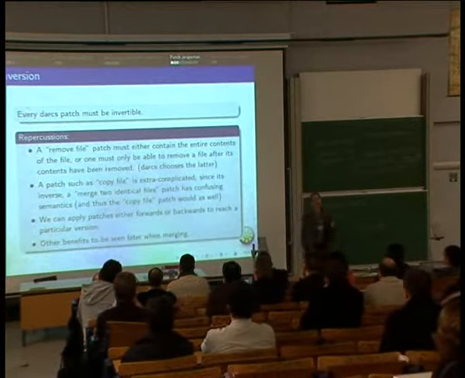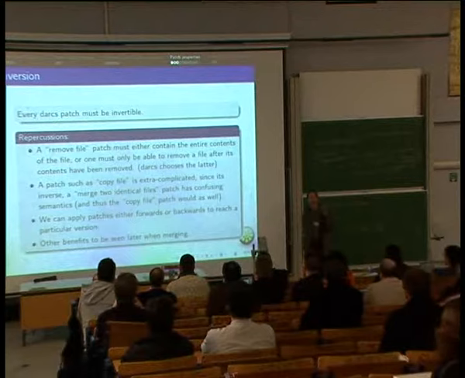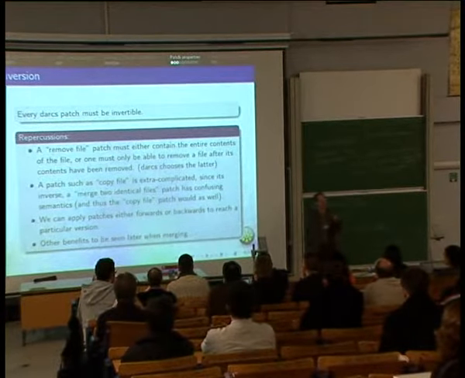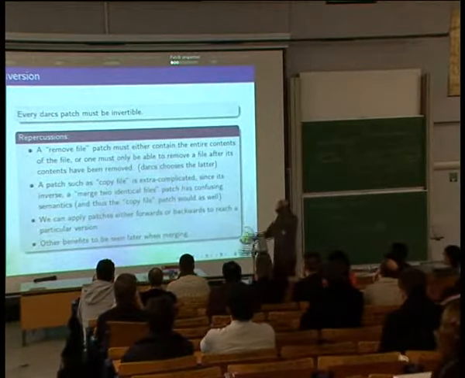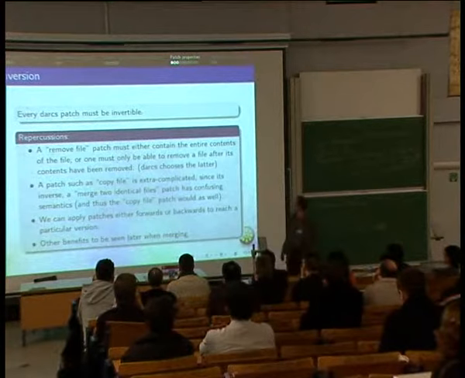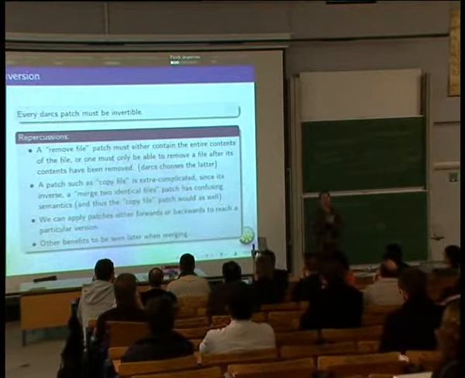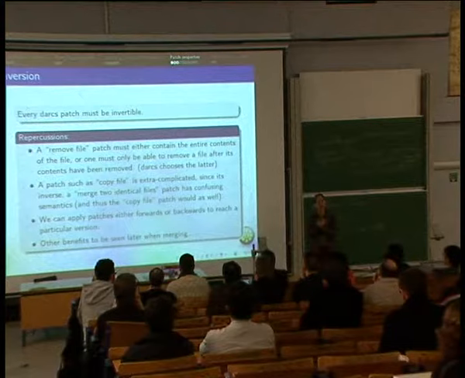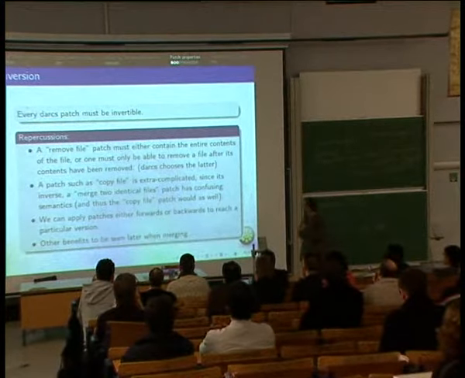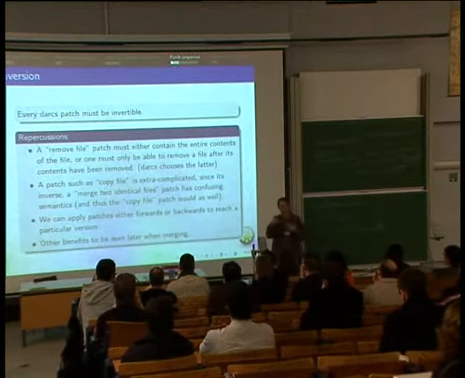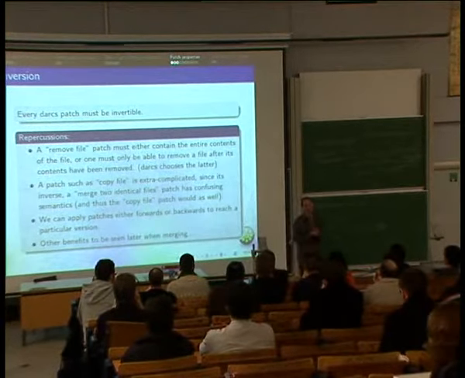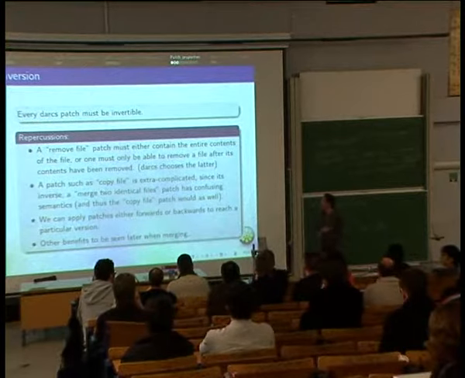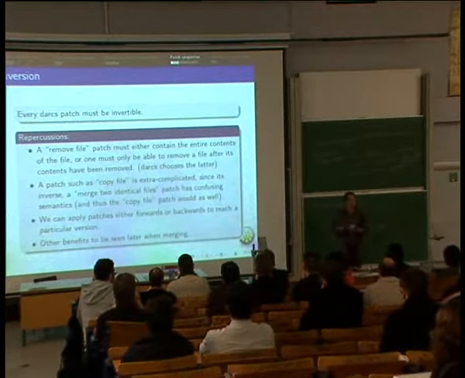Every patch in Darcs has to be invertible. And you have to be able to invert that patch knowing only the patch itself. You don't have to look up the repository state. So the repercussions, for example: a remove file patch either has to contain the contents of the entire file in order to invert it, or the file that you're removing has to already be empty. In Darcs, we take the latter approach. You can only remove a file after it's been emptied.